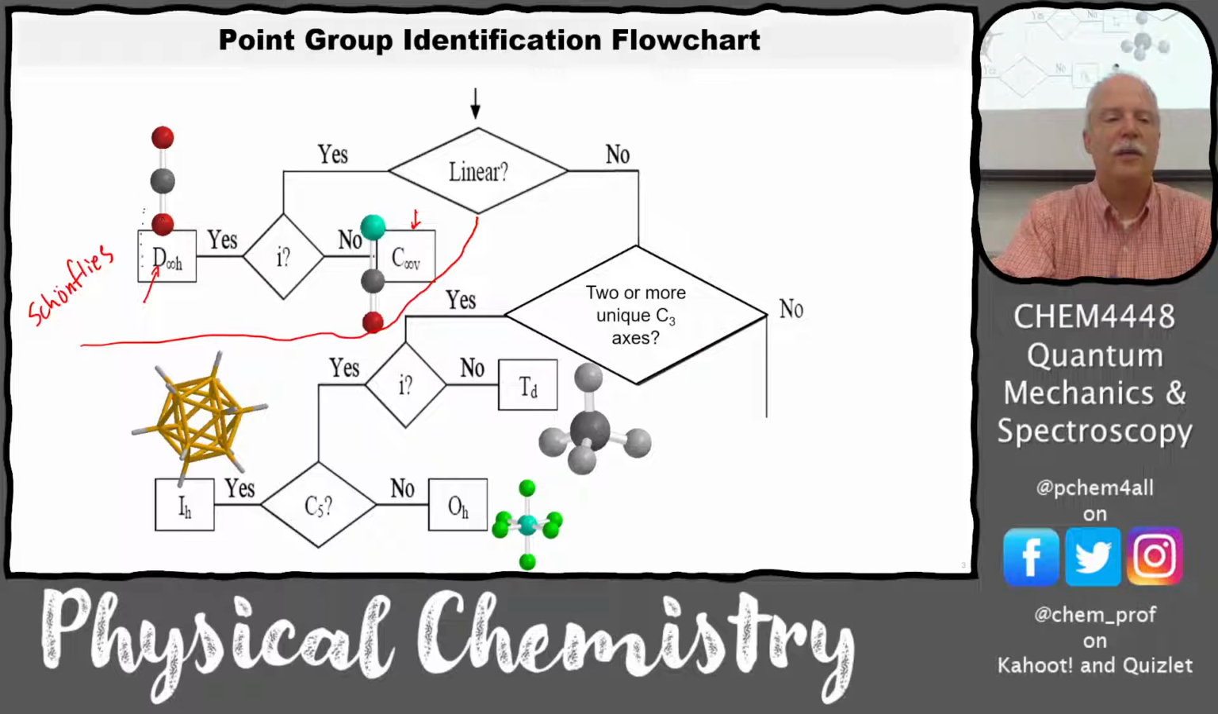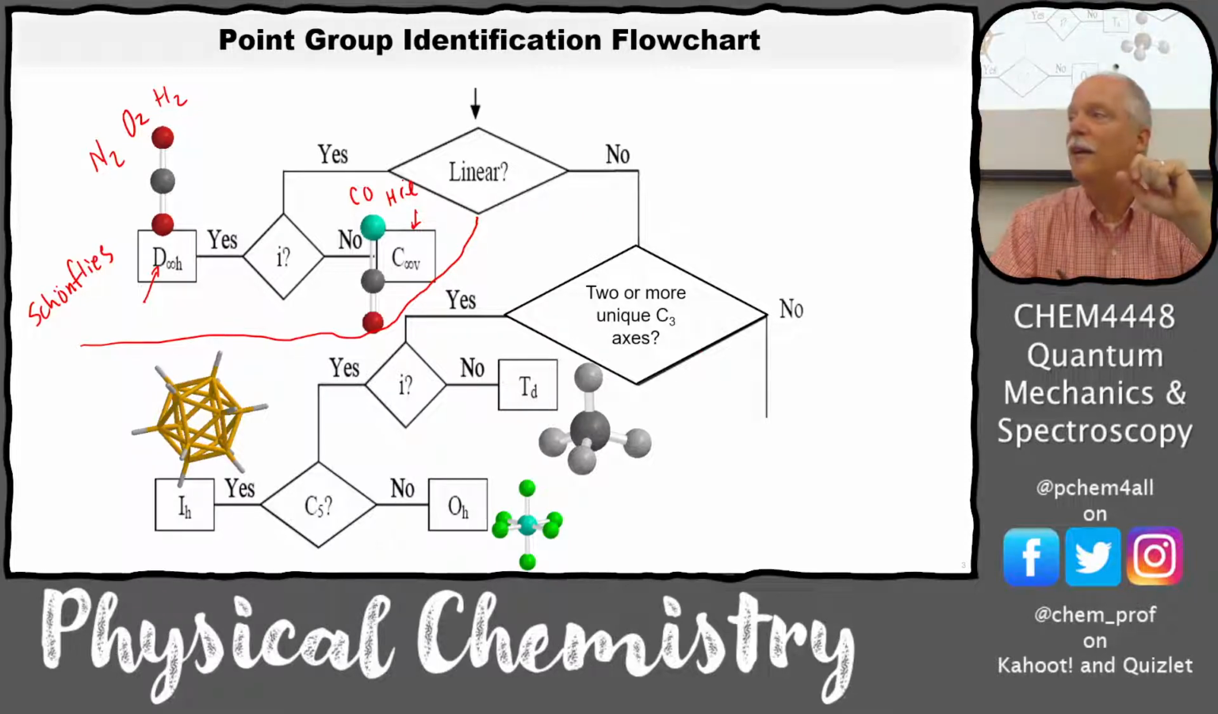Your homonuclear diatomics are on this side, like N2, O2, H2. And then all of your heteronuclear diatomics are over on this side, like CO and HCl, etc. All of those diatomics have to be linear because two points define a line. And so all your diatomics that are either homonuclear or heteronuclear are either D infinity h if they're homonuclear or C infinity v if they're heteronuclear. So you know right away HCl is C infinity v and N2 is D infinity h.